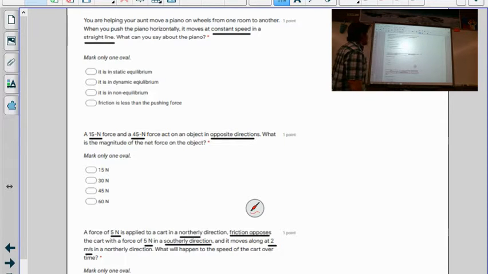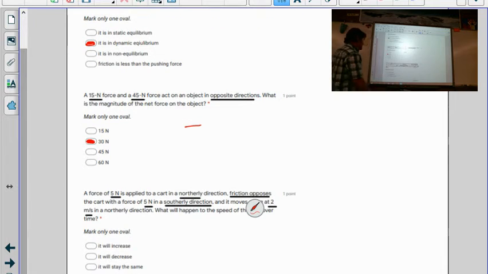You're helping your aunt move a piano. The key here is it's moving at constant speed and in a straight line. That means it is in dynamic equilibrium. So right here, dynamic equilibrium. A 15 Newton force and a 45 Newton force act in opposite directions. That means you subtract: 45 minus 15 is 30 newtons because they're opposing one another.